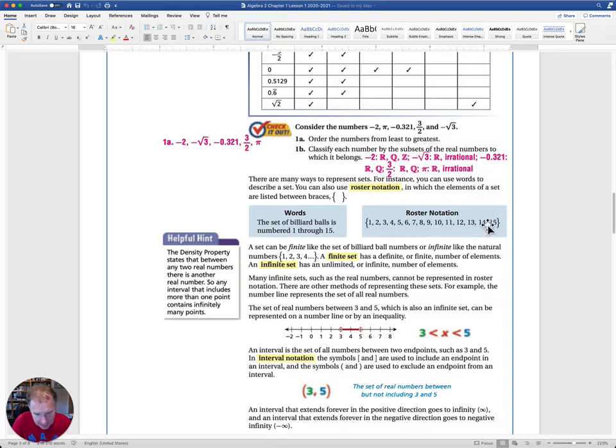Now this set you see right here, 1 through 15, is a finite set. Finite is the opposite of infinite. It means there's a limited number. I can count them. Whereas infinite means unlimited. It goes on forever. I can't count. So the set right here in these set brackets, 1, 2, 3, 4 with the 3 dots, goes on forever. These are the natural numbers. That's an infinite set.